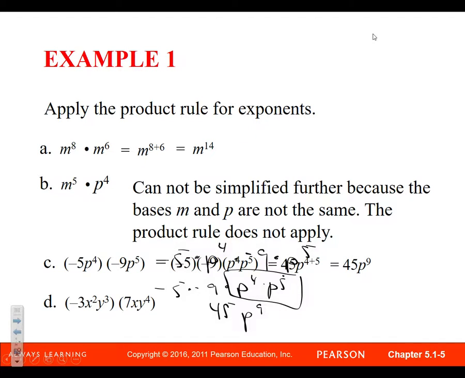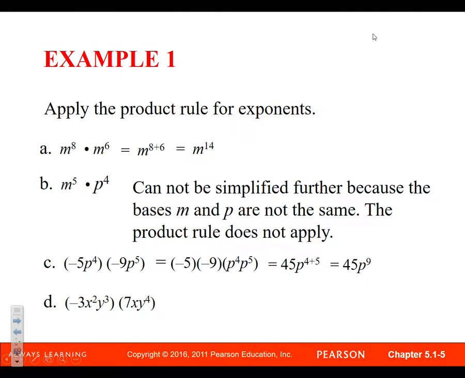Okay, how about this bottom one? Can you guys see that okay? Get rid of this. Yay, that worked.